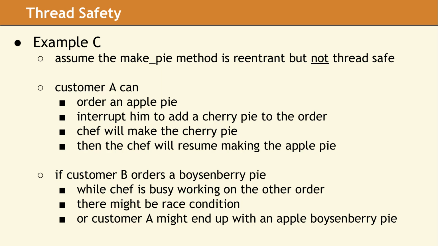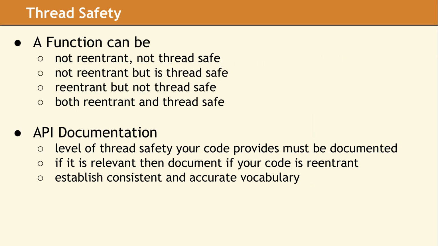It is just as likely the chef will make an apple boysenberry pie or a pie with no fruit. This method could be designed to be thread safe, but it would have no relation to the fact that it is reentrant. Code can be reentrant or thread safe, and there is actually no connection between these two concepts. A function which is reentrant can be thread safe or not thread safe, just like any other function. The idea that it is reentrant has nothing to do with how the function behaves in a multi-threaded environment. Multi-threading has to do with two or more operations occurring simultaneously, whereas reentrancy has to do with one operation being interrupted and therefore stopped while another operation occurs.